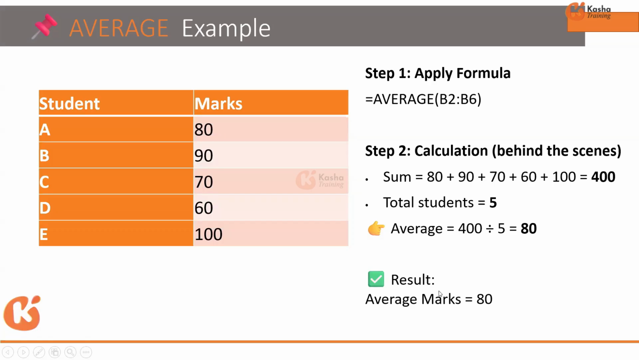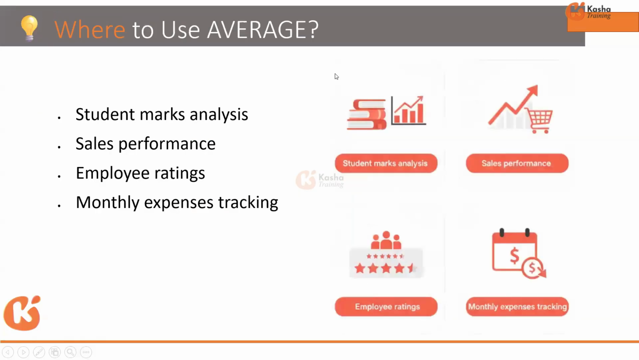So what does it mean? It means out of all these people, the average is 80. People whose marks are less than 80 are below average, their marks are not good, but people whose marks are above 80 are good students. And people who are below 80 are not good students. So that is the purpose of average.